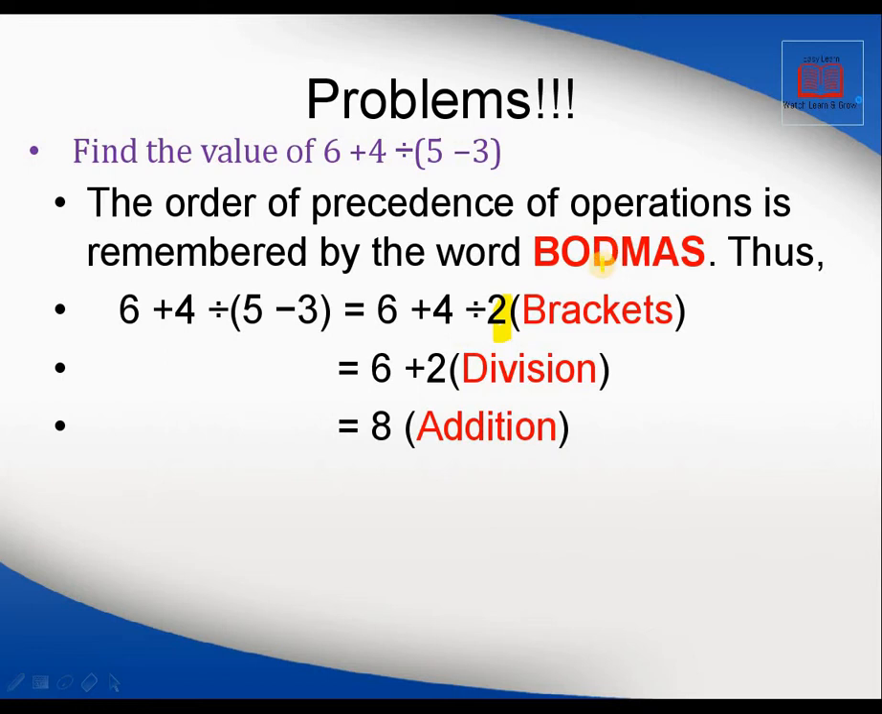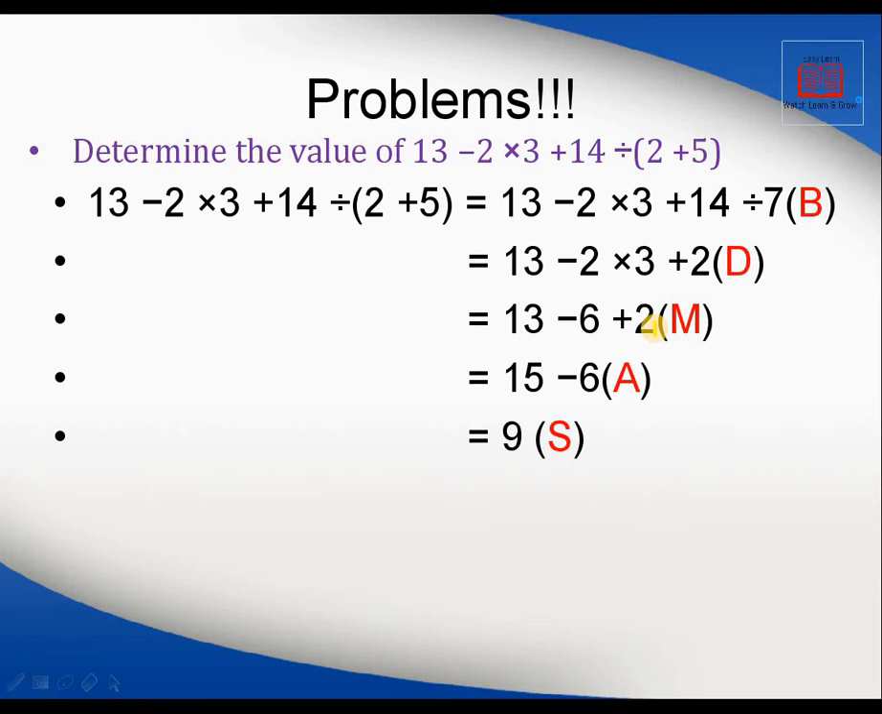Then next is D. D stands for division. Yes, there is a division available. 4 divided by 2, the answer is 2. The next is M. Multiplication does not exist. Skip this. A. A stands for addition. Yes, there is an addition. So 6 plus 2 is 8. If there is any subtraction, no, subtraction does not exist. So skip this.